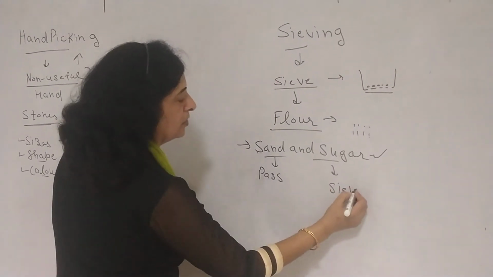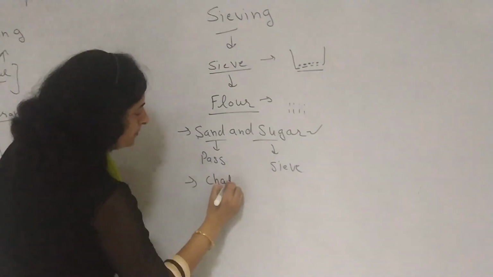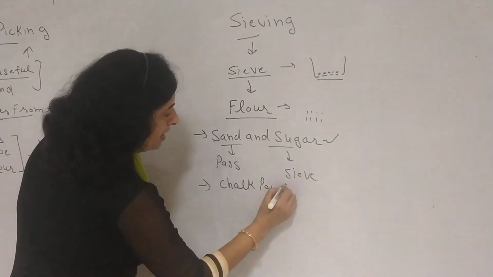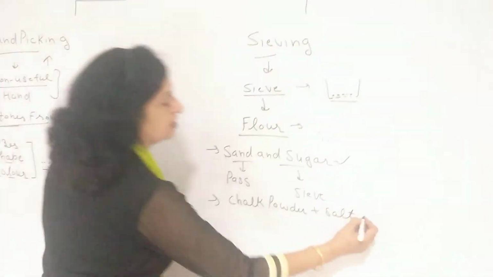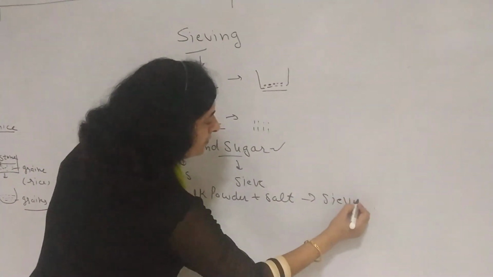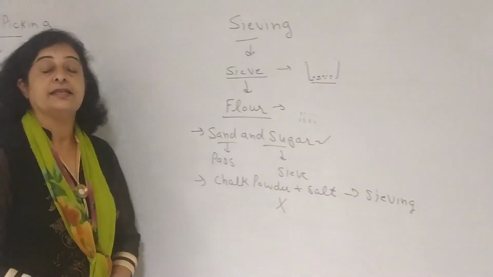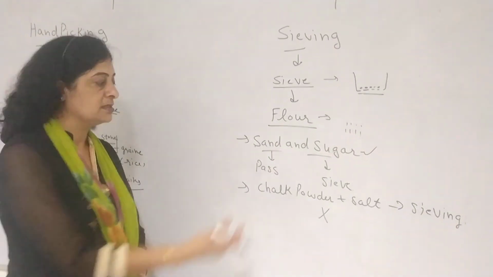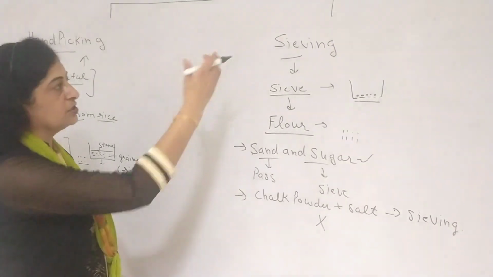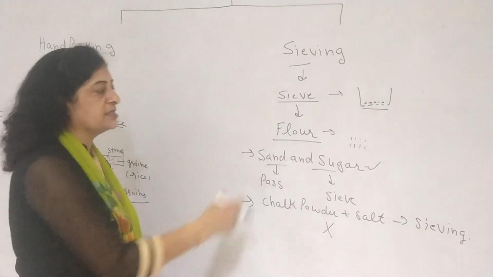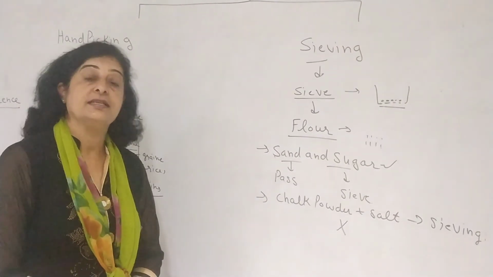Okay, now I have a mixture of chalk powder and salt. Can we separate this mixture by the process of sieving? The answer is no, because there is no difference in the size of the particles. Both particles will pass through the holes of the sieve. So sieving is a method to separate different components of a mixture on the basis of their differences in size.